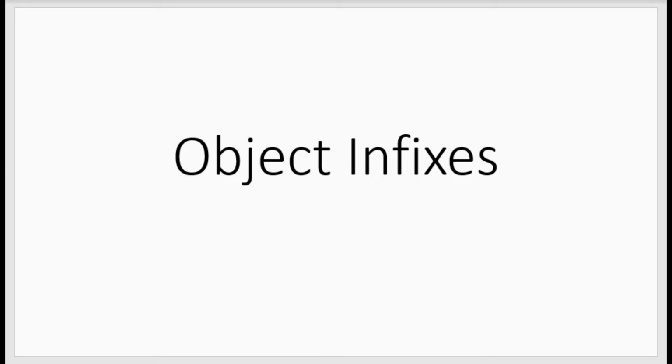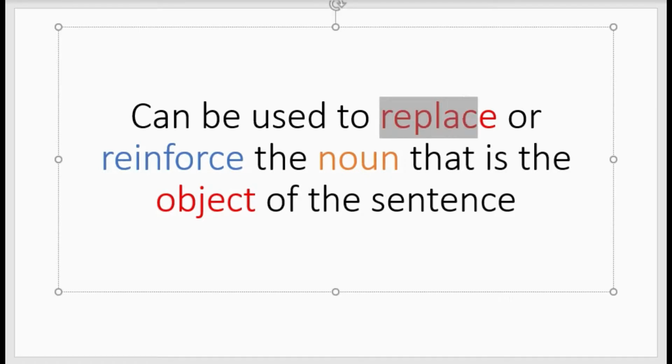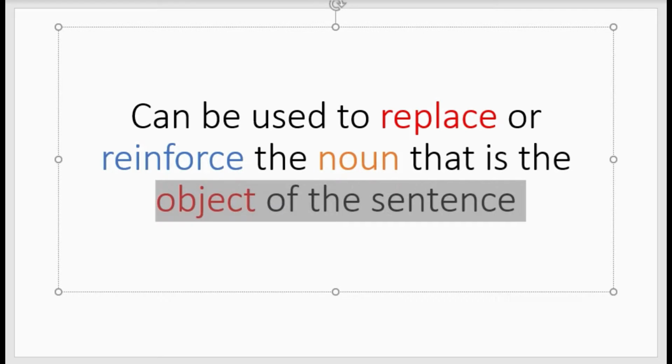In this video we will learn about object infixes. Object infixes can be used to replace or reinforce the noun that is the object of the sentence. We use object infixes to replace the noun being used as the object of the sentence, and object infixes are always placed between the tense marker and the verb.